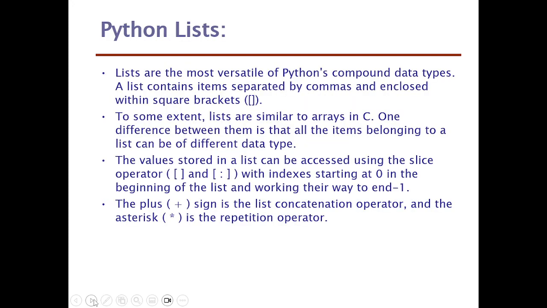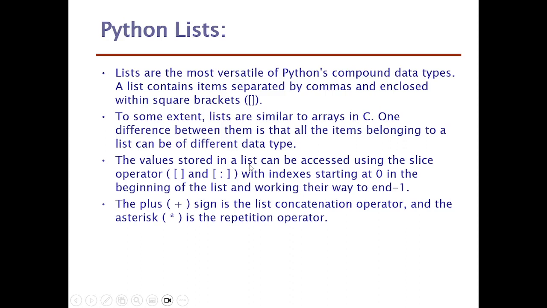So, Python lists. Lists are the most versatile of Python's compound data types. A list contains items separated by commas and enclosed within square brackets. To some extent, lists are similar to arrays in C. One difference between them is that all the items belonging to a list can be of different data types. So in C we only have one data type in an array, but in Python, a list can have different data types.